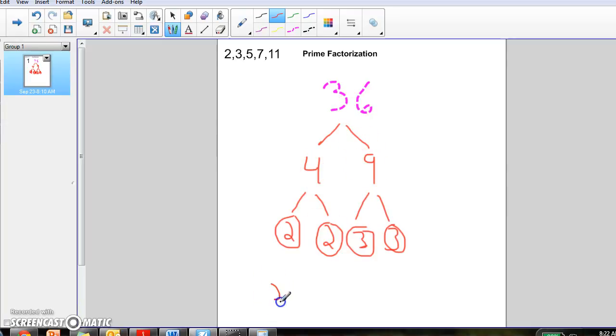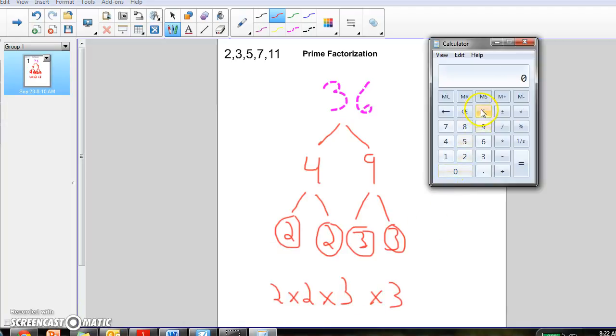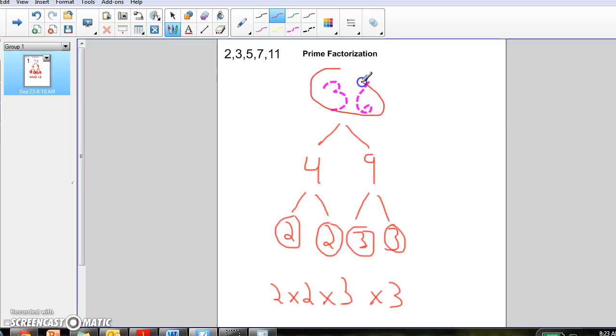So I'm going to have all my prime numbers: 2 times 2 times 3 times 3. I'm going to check that just to make sure here. 2 times 2 times 3 times 3 equals 36, my original number.